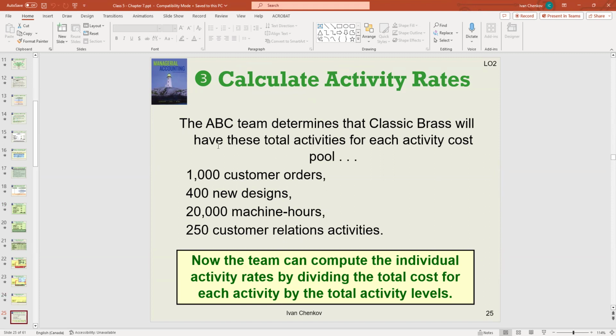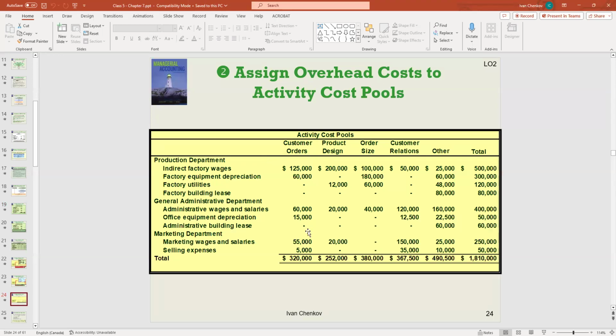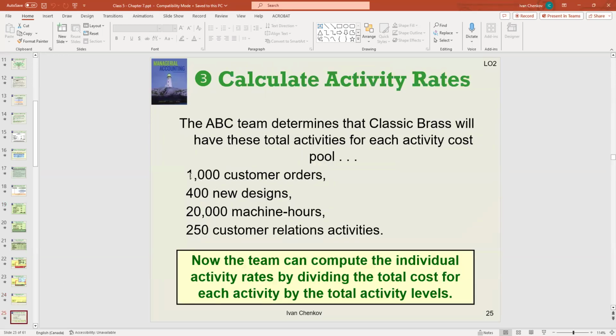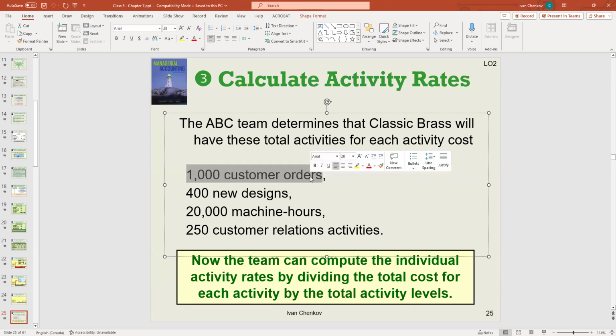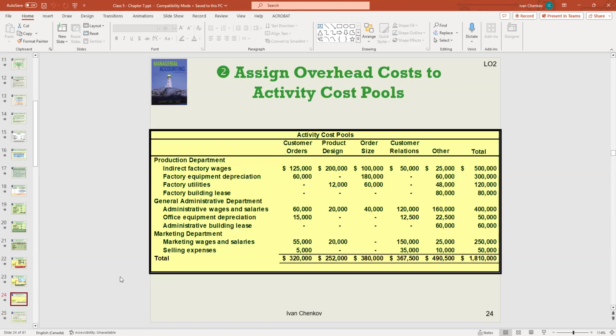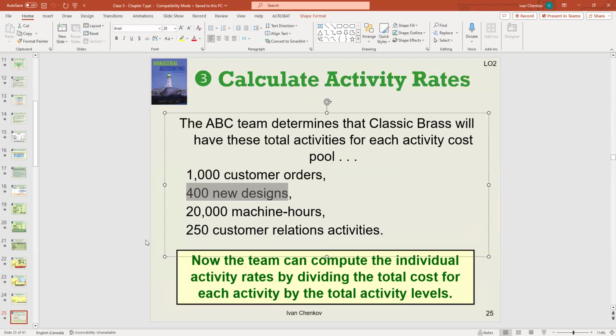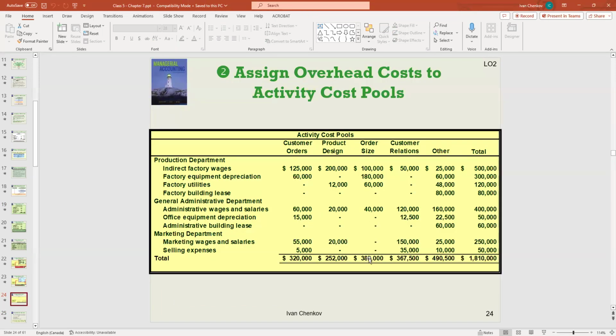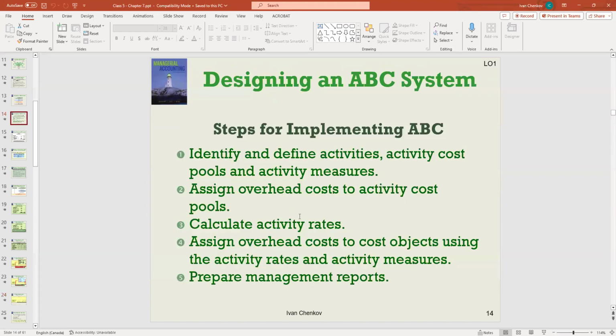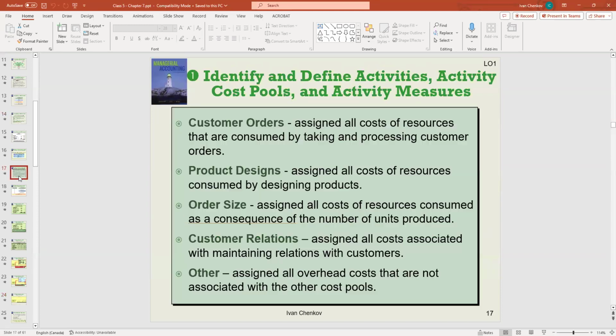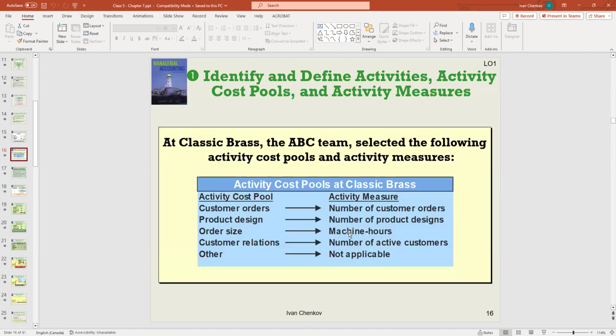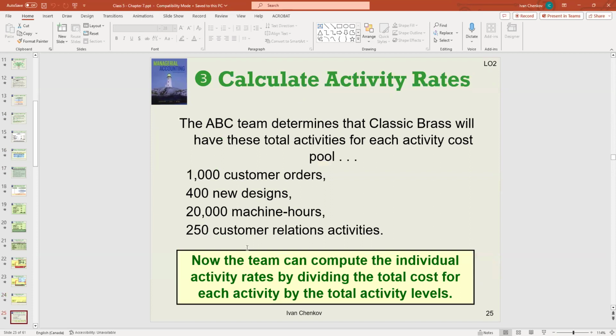So this company came up with the usage for that activity, and for the customer orders, they have 1,000 customers ordered during the period. For the product design, they have 400 new designs. For the order size, if you remember, we measure it by machine hours. Where was that? Let me find it quickly. By machine hours, they come up with 20,000 machine hours.